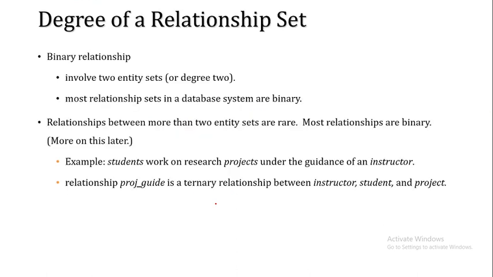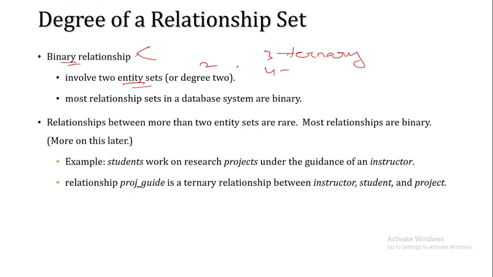Then, degree of a relationship set. We have binary and non-binary; there are two things we need to talk about. Whenever we talk about binary, it involves exactly two entity sets. So the degree is 2. The number of entity sets that participate in the relationship defines the degree of a relationship set. If it is 3, it is ternary, and if 4, quaternary, and it moves on like that.